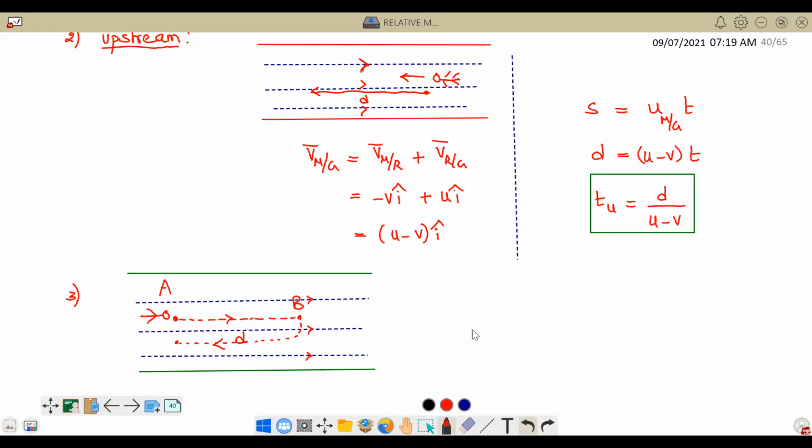So now what is the total time taken? It is d of 1 by u plus v plus 1 by u minus v. Total time taken is the time taken downstream plus the time taken upstream. The time taken downstream we already saw is d by u plus v, plus the time taken upstream, which is d by u minus v. So this is called the total time. Please note down this formula.